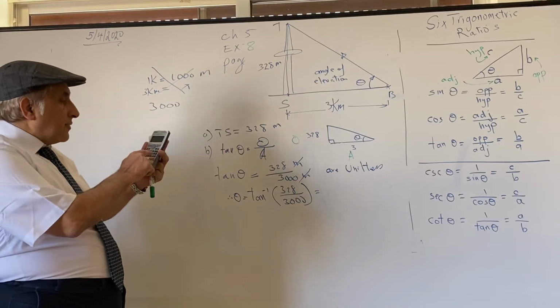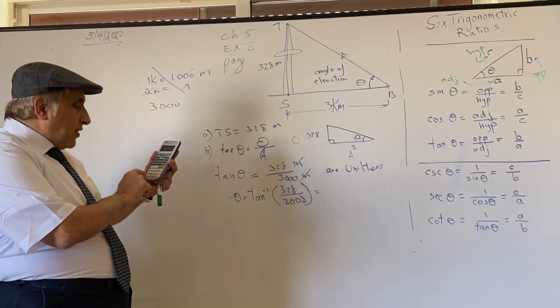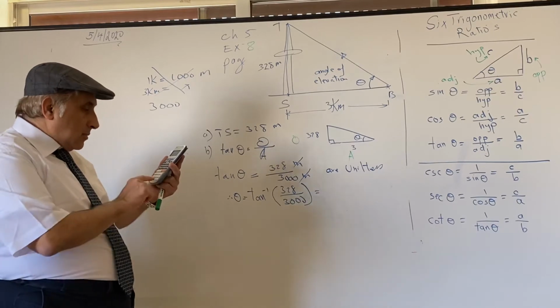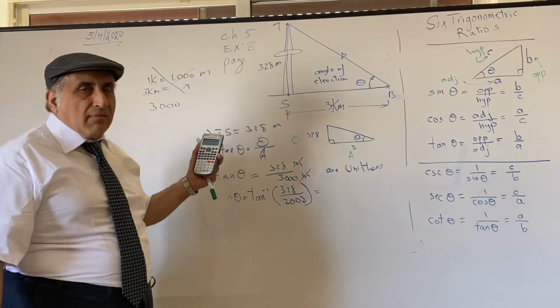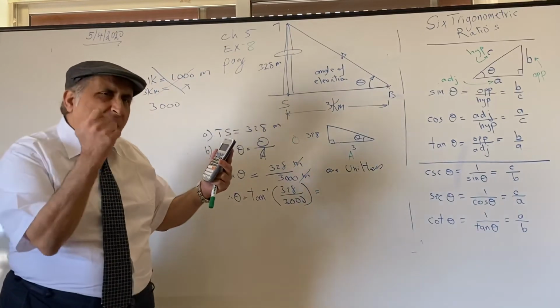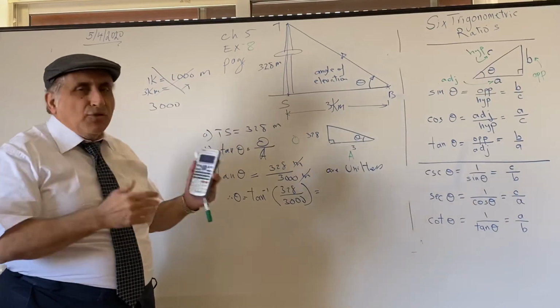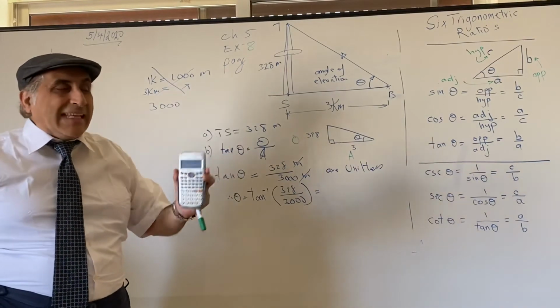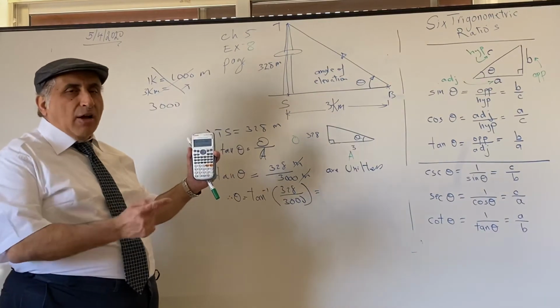Shift, tan. 328 divided by 3,000. Oh my God, I got the answer 0.1089. You can't have an angle like that. Oh, I'm wrong. I'm supposed to convert the calculator into degrees. So rule number 1: you forgot to put your calculator back to degrees.